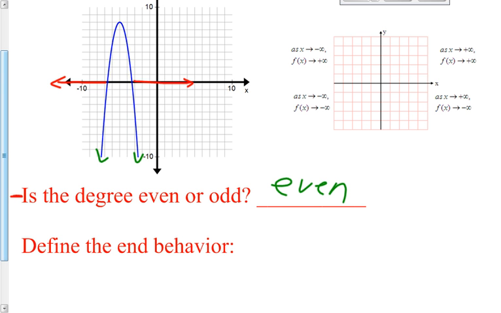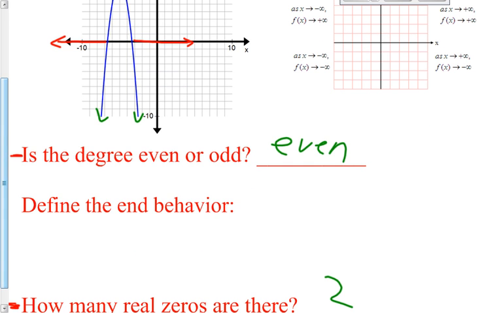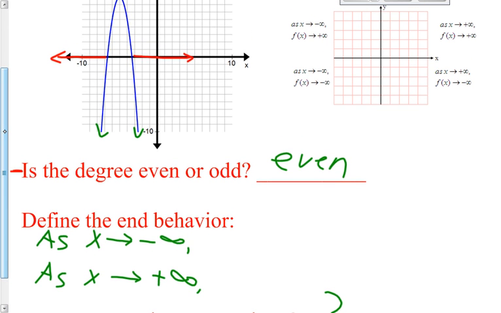So the notation that we're going to use for that is we are going to write these words. As x approaches negative infinity, and as x approaches positive infinity. For all four of these, you're going to start off both of them just like this. So as x approaches negative infinity. So our x-axis is this one right here.